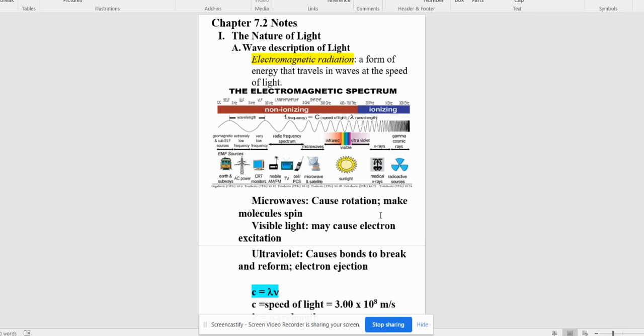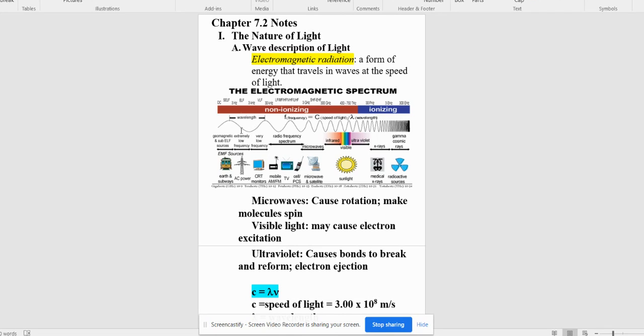Hello, today we're going to go over Chapter 7.2 of AP Chemistry. We're going to talk about the nature of light. So light is a type of electromagnetic radiation. The visible light that we see is just a tiny portion of the full spectrum.